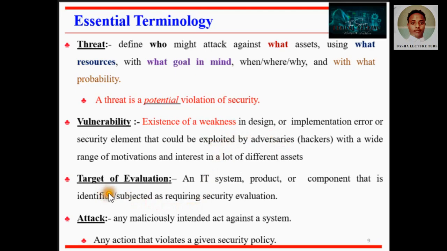The other terminology is target of evaluation. Target of evaluation means an IT system, product, or component that is identified as subject to security evaluation. That means the asset that needs more attention for evaluation is known as the target of evaluation. The other thing in this chapter is attack. Attack means any action or malicious act that can affect your system and violate your network or information security policies.